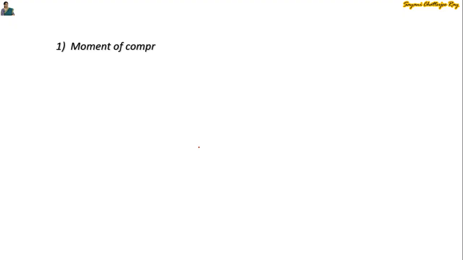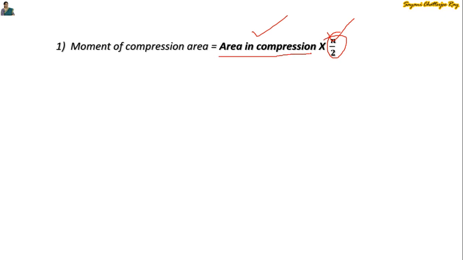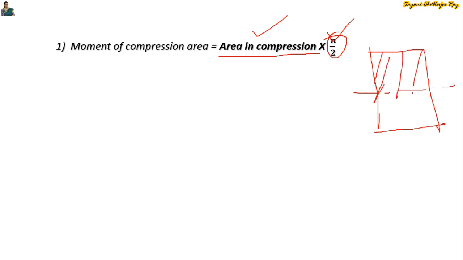So moment of the compressive area is equal to the area in compression multiplied by the distance between the center of gravity of the compressive area and the neutral axis, that is equal to n by 2. Now what is the area of compression? So this was our beam, the cross section of our beam, and this was the neutral axis. So this portion was in compression, and if this was our width, the width was b and the depth of the neutral axis was n. So what will be the area of compression?